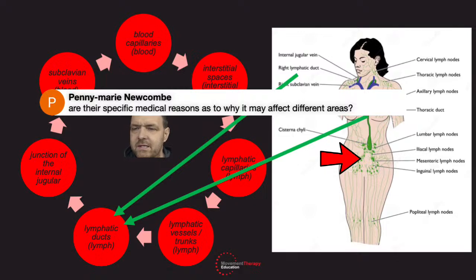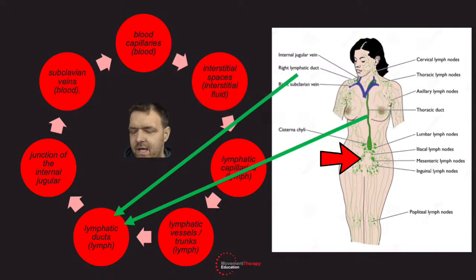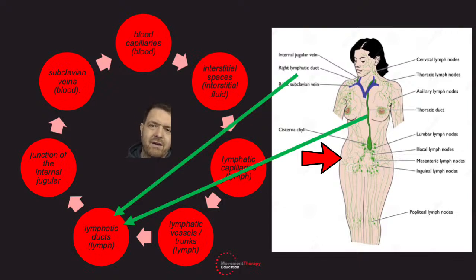Good question. Are there specific medical reasons as to why it may affect different areas? Yeah, it's usually where the infections are, and also where the main collection points are as well. So the inguinal lymph nodes are the collection point for the whole leg. So if you have a problem with any part of your leg, then usually those lymph nodes are affected. Same with the arm, same with the head and neck.